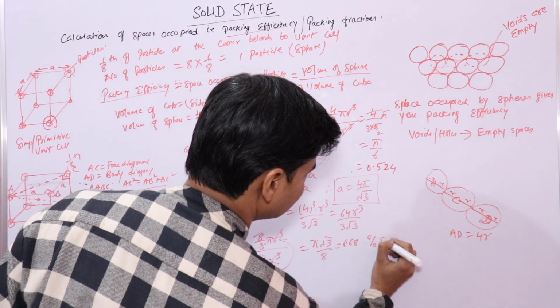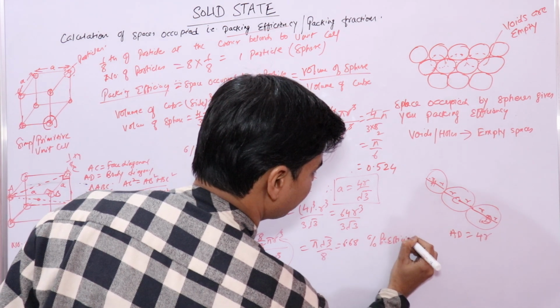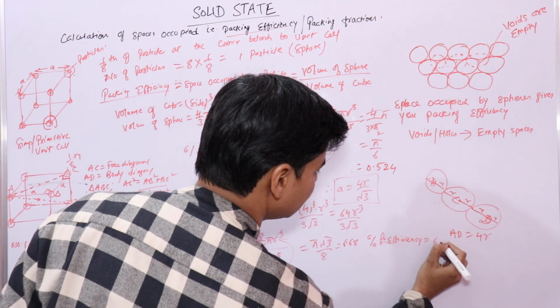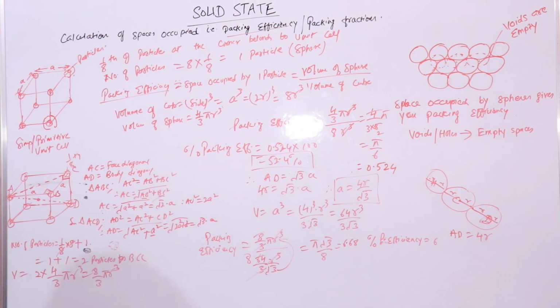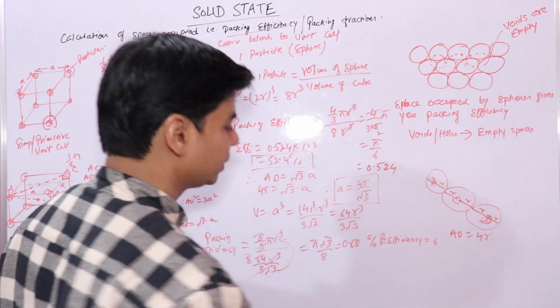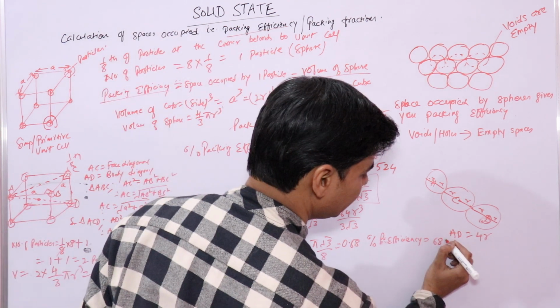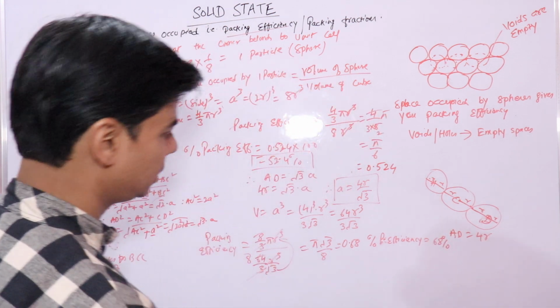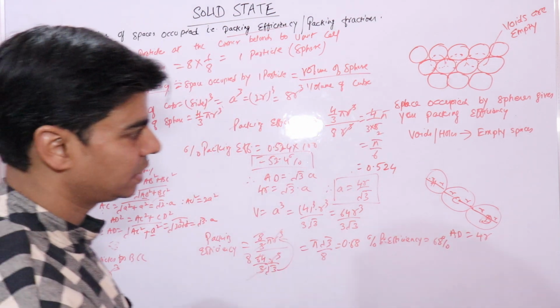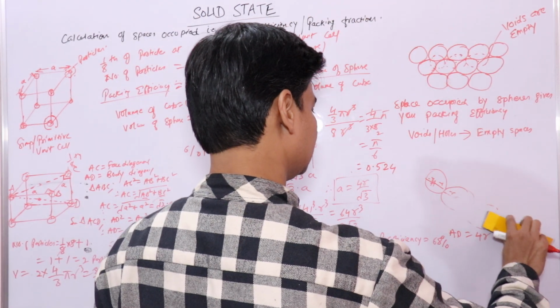So percentage of packing efficiency would be 68%. This is 0.68, I'm sorry. So percentage packing efficiency would be multiplied by 100. 0.68, you will get 68%. Right. So for BCC, packing efficiency is 68%.